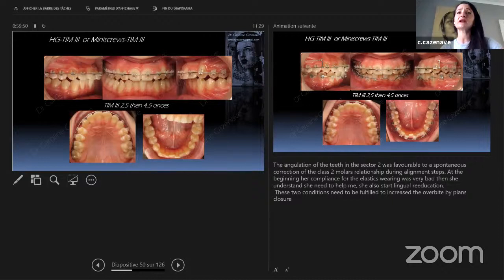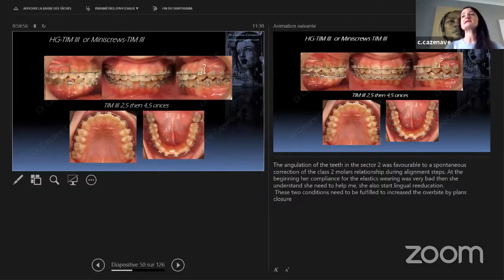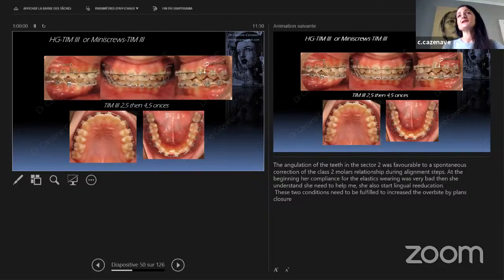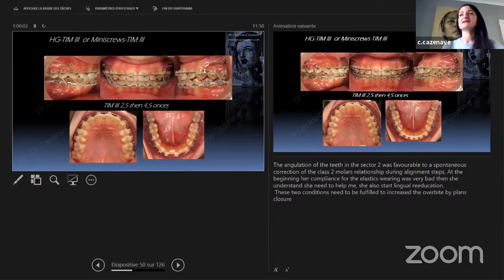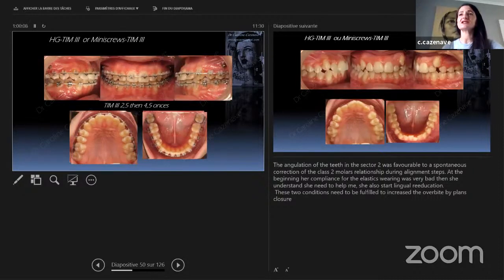relationship during alignment steps. At the beginning, her compliance for the elastics wearing was very bad. Then she understood she needed to help me. She also started lingual re-education. These two conditions need to be fulfilled to increase the overbite by plane closure.